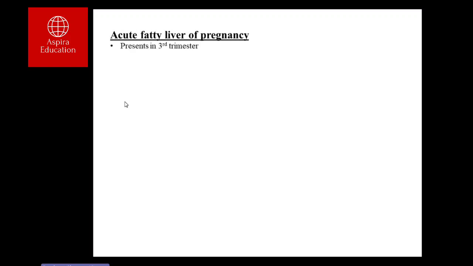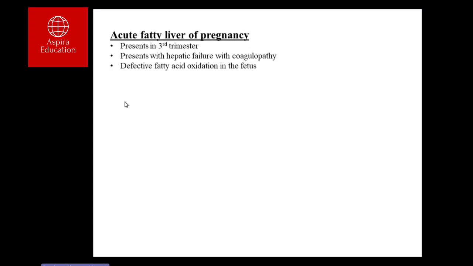Acute fatty liver of pregnancy again presents in the same trimester, the third trimester. Here it's a severe disease compared to obstetric cholestasis. The patient will go for acute fulminant hepatitis and present with hepatic failure. We know the function of the liver is to synthesize coagulation factors and detoxify the blood. So because of the acute liver injury, the patient will have coagulopathy because of lack of synthesis of coagulation factors.